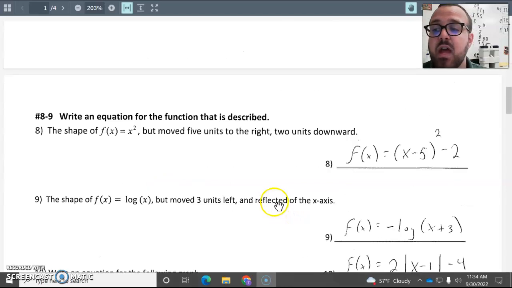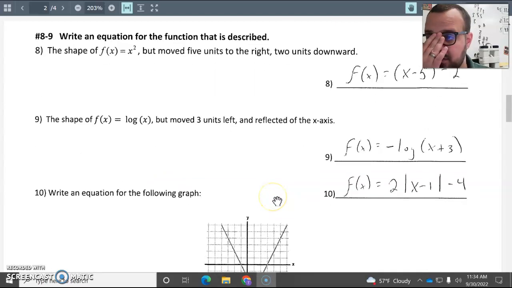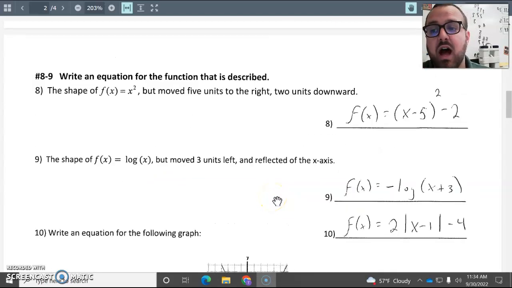Moving on, the next section is where you write the equation based on what it says. It's supposed to be x squared, but I want this to happen to it, so you need to know how to plug stuff in to make that happen. With this one going 5 to the right and down 2, subtraction on the inside moves you to the right. Over here, we're going 3 to the left, and it's reflected, so that minus out front, or flipped, means the same thing.